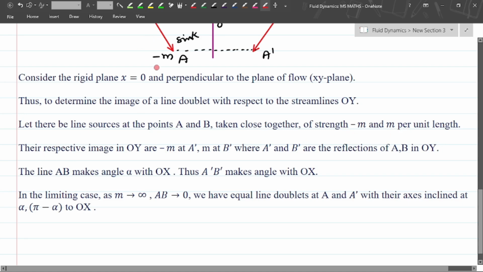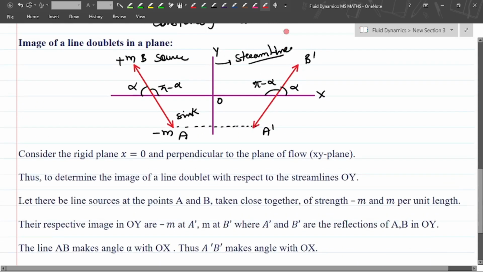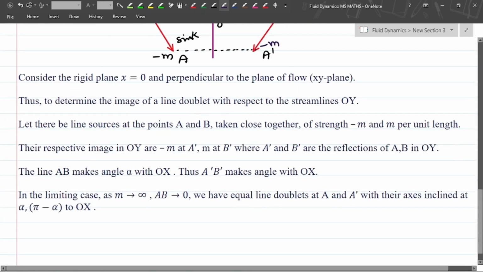Let the strength of the source and sink be minus m and m. Next, their respective images in OY are minus m at A dash, with the same strength, so the strength here is also plus m and minus m. In the image the strength will not change, it will remain the same, and these are the reflections of AB in the OY plane. The line AB makes angle alpha with OX, the x-axis, and A dash B dash makes the same angle.